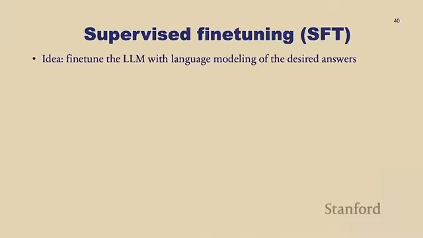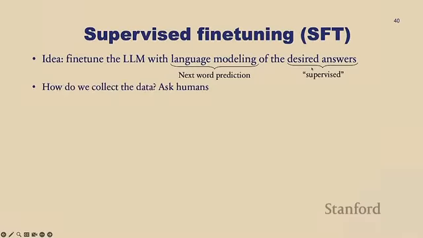Okay, SFT. So supervised fine-tuning is really exactly what I just said, which is the idea of fine-tuning the large language model on the desired answers that are collected from humans. So why is it called supervised fine-tuning? Because you basically want to do language modeling on the real answers. Language modeling is this next word prediction, and that's the fine-tuning part. And then you want to do it on desired answers given by humans. So that's why we call it supervised. So how do we collect this data? Well, I just said it. You just ask humans to tell you this is a question, this is the answer that you would want from some of these models.